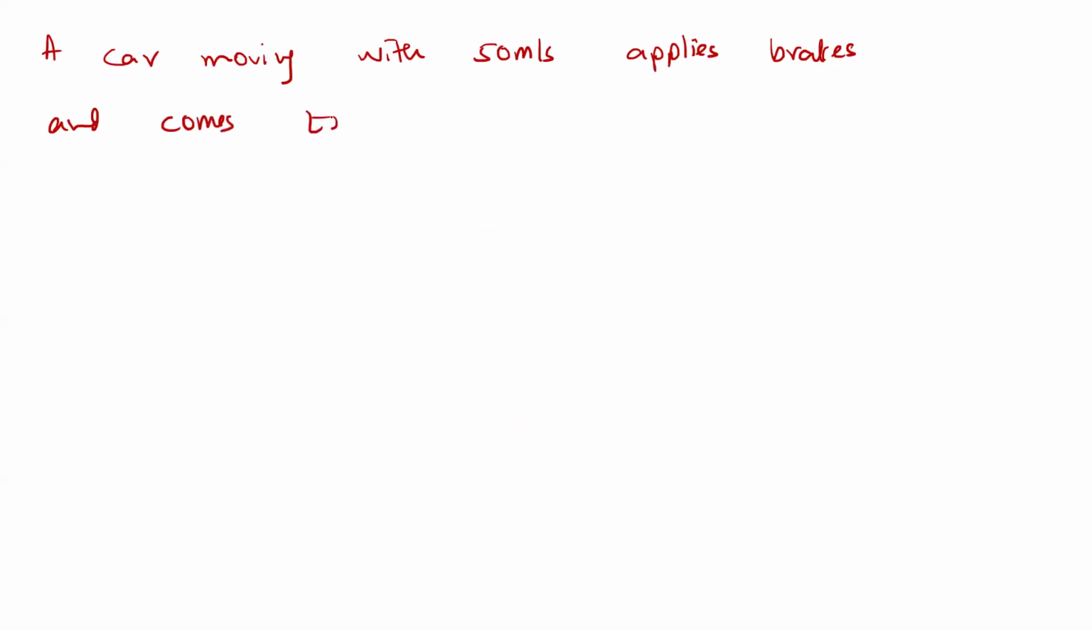A car moving with 50 meters per second applies brakes and comes to rest in 10 seconds. Calculate its acceleration. So how do we go about it? So it would be like, v minus 50.